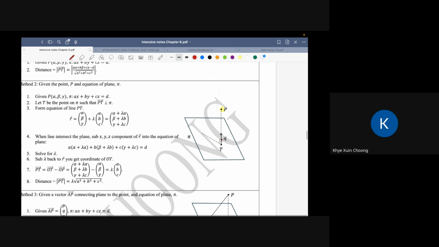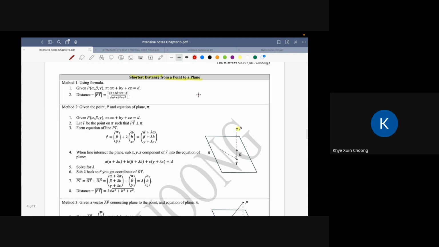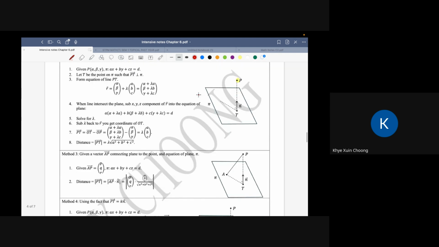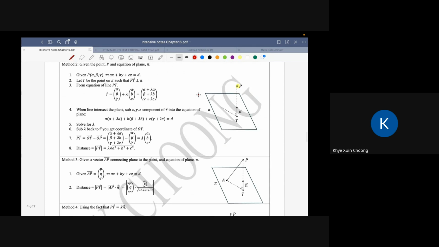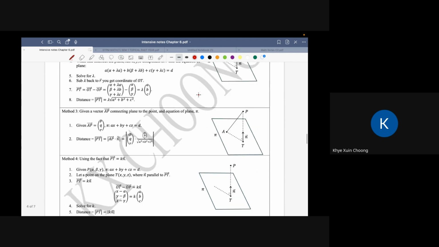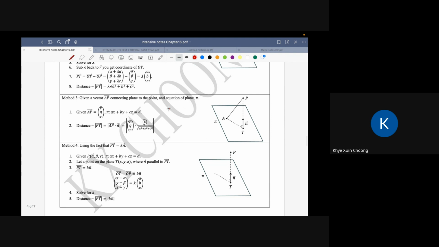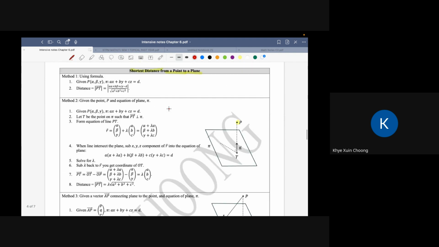How should we find this shortest distance? I have checked and I have found that there are 4 common methods that we use. I'm not sure which method your teachers taught you, so I just write out all 4 methods, so you can compare and choose the one you like.